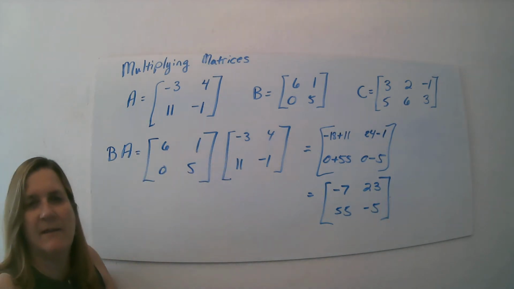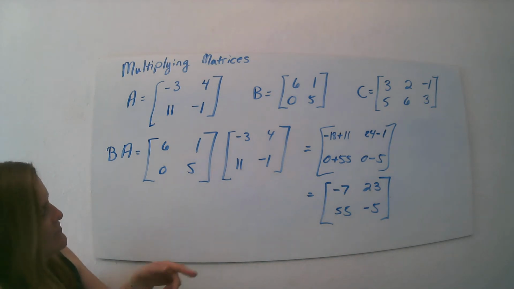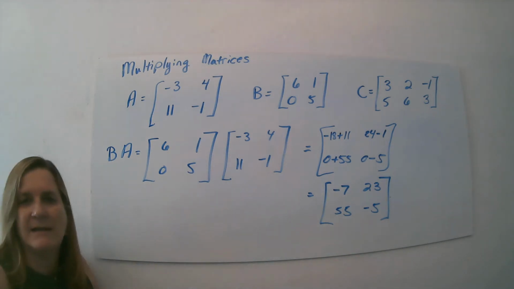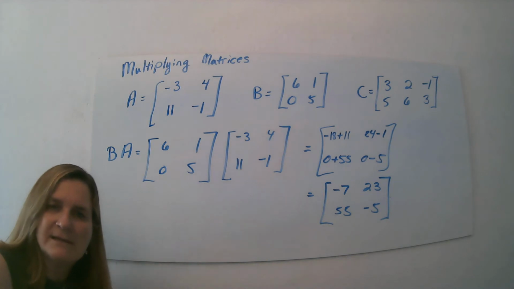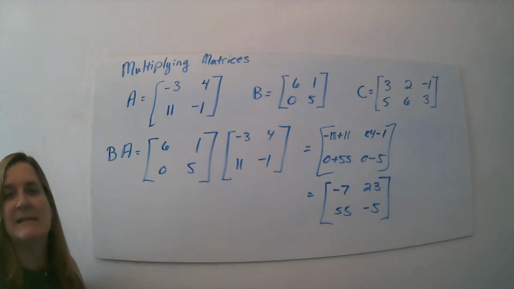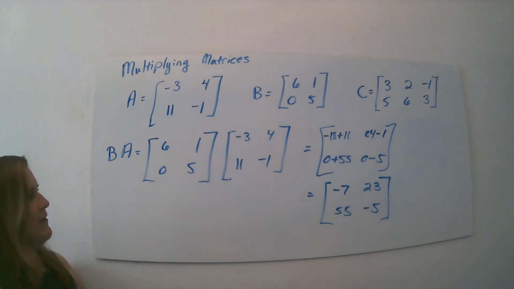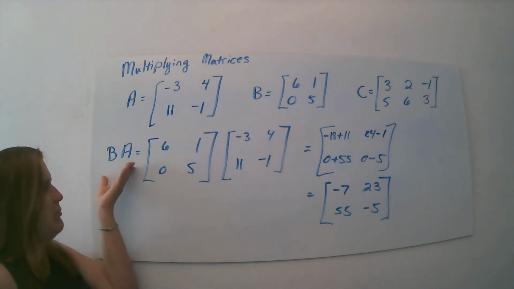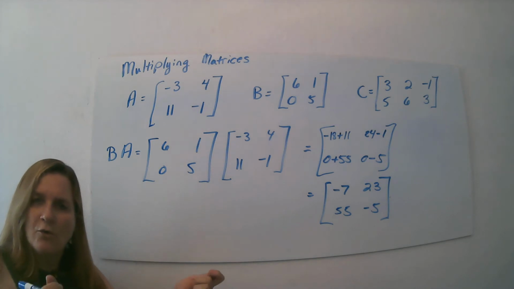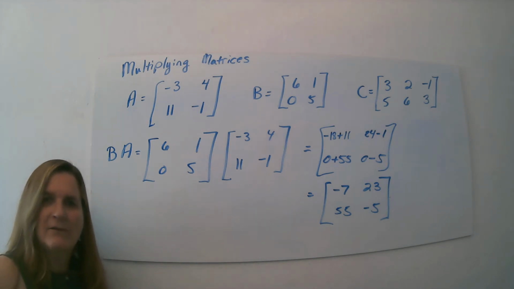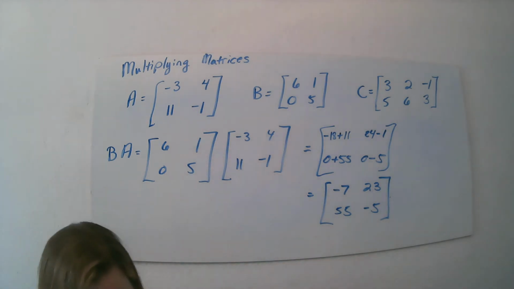And you'll notice that that is not the same result that we got when we multiplied A times B. So we can see that multiplication is not commutative. Different than when you're working with arithmetic. But when we're multiplying matrices, the order in which you write the matrices down matters. Let's do another one.